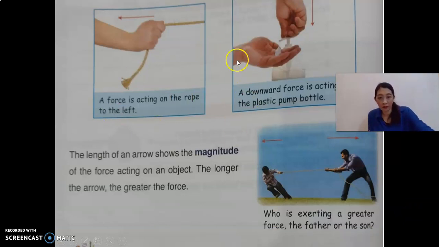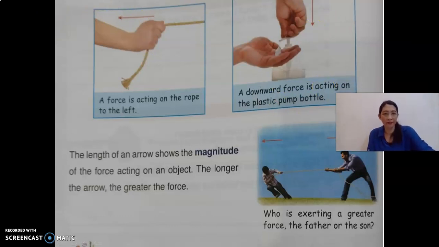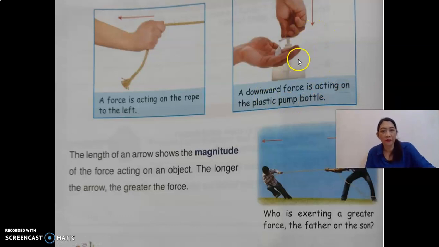These are examples of force. Example 1: a force is acting on the roof to the left. This is the roof. When the force is going to the left, the arrow is going to the left. Example 2: lotion. A downward force is acting on the plastic pump bottle. When you push the bottle, the force is downward.